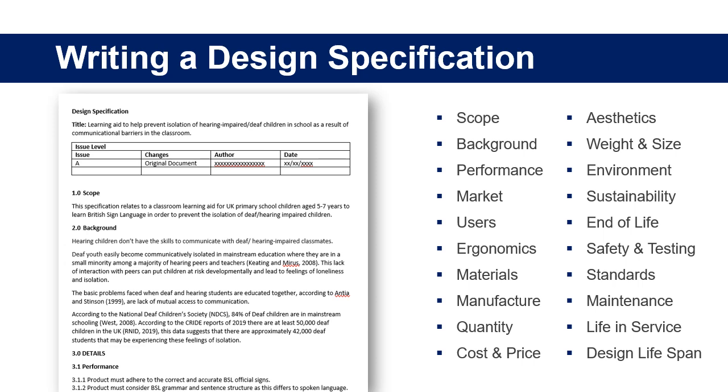And then after the scope and the background, then we go into all the other sections, which come under, you can see there, it says 3.0 details. So these are all the details of what your design needs to have. So the first one of these is the performance. And the performance actually states one by one the different technical attributes or things that this solution needs to do.